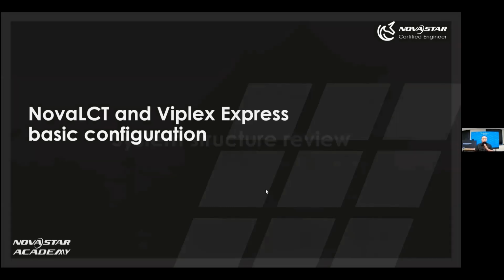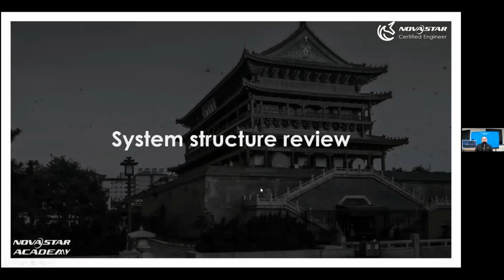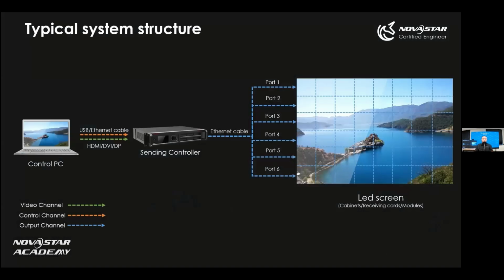Okay, let's go on. Every time we use the NovaLCT software, we should first make sure we have the correct hardware connection. This is the typical system structure. If you already joined this training before, you can see this is the computer, this is the sending controller, and this is the screen. Here is the control computer.